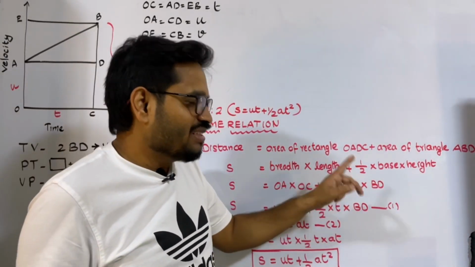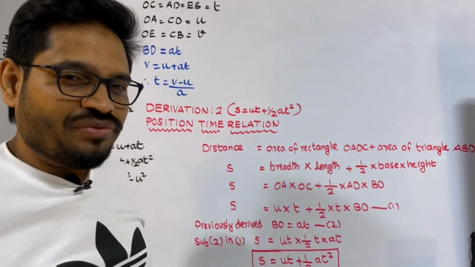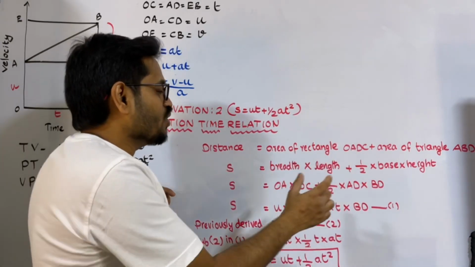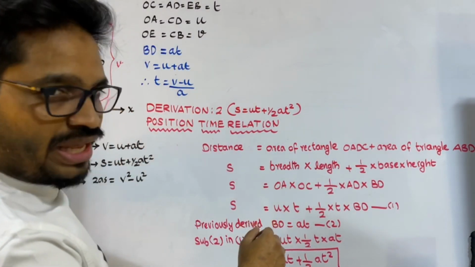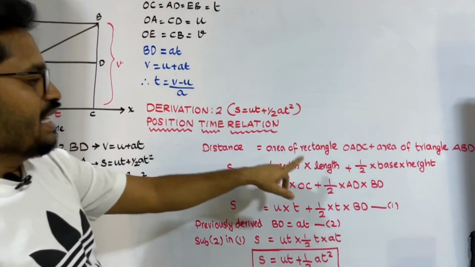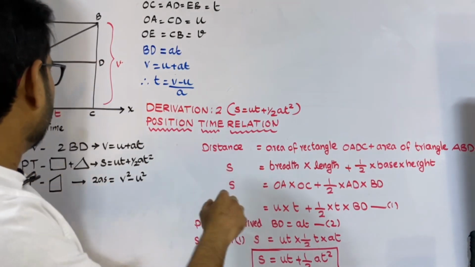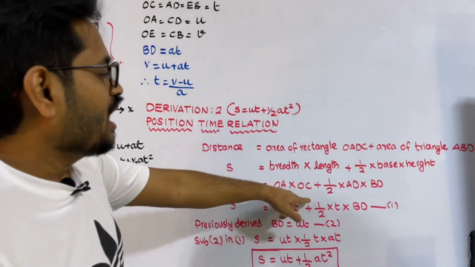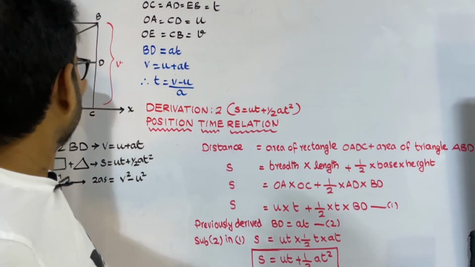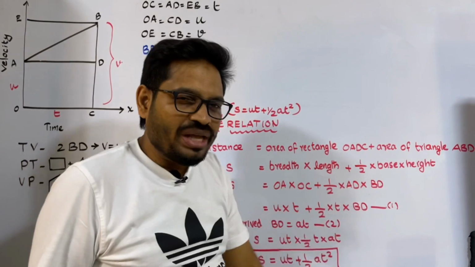Breadth into length plus half into base into height. That is the area of a rectangle. Now let's go. Area of a rectangle: breadth in this case is OA, and the length is OC. So OA and OC are taken from the graph. Breadth and length, hope it is clear, plus half into the base of this triangle, which is AD, and height is BD. So that is half into AD into BD.